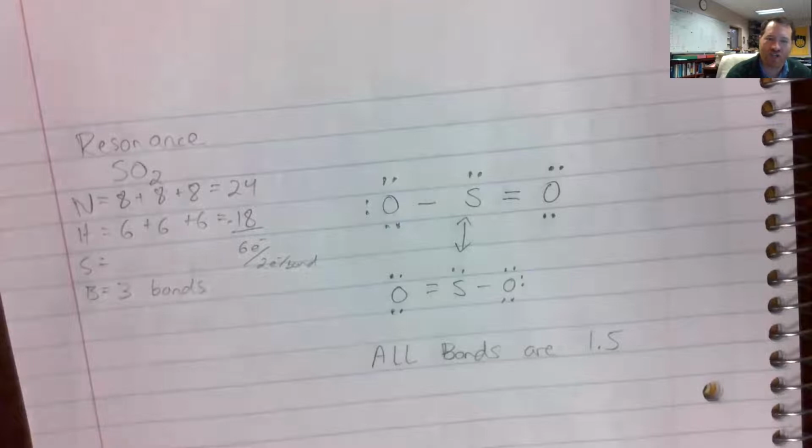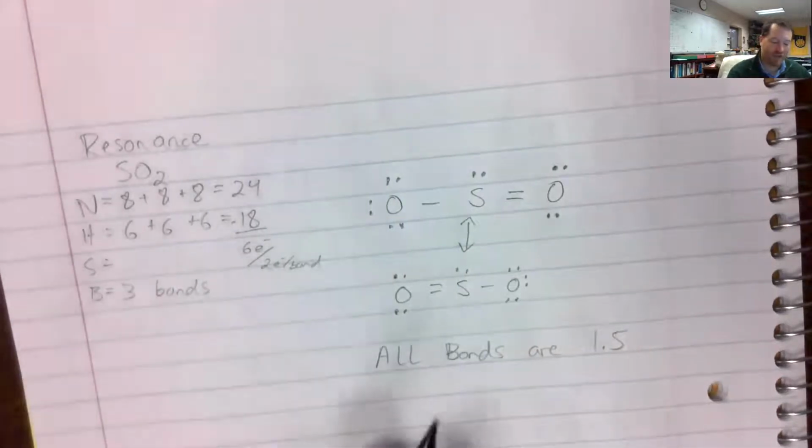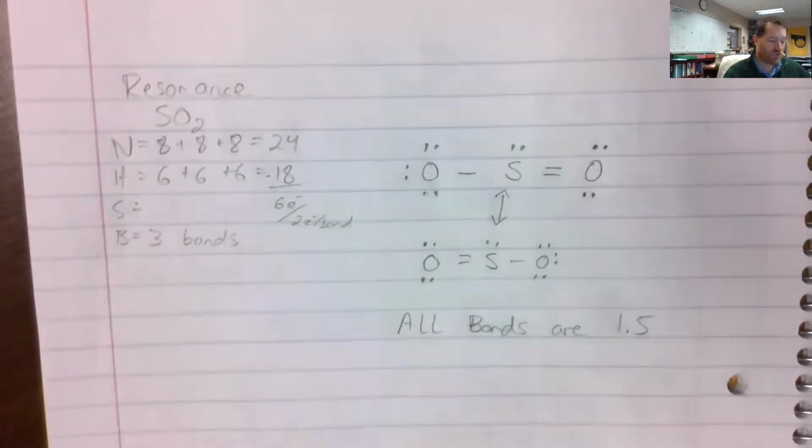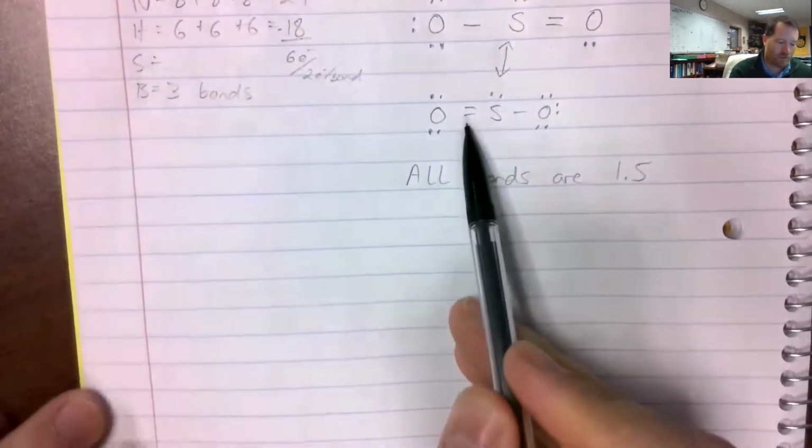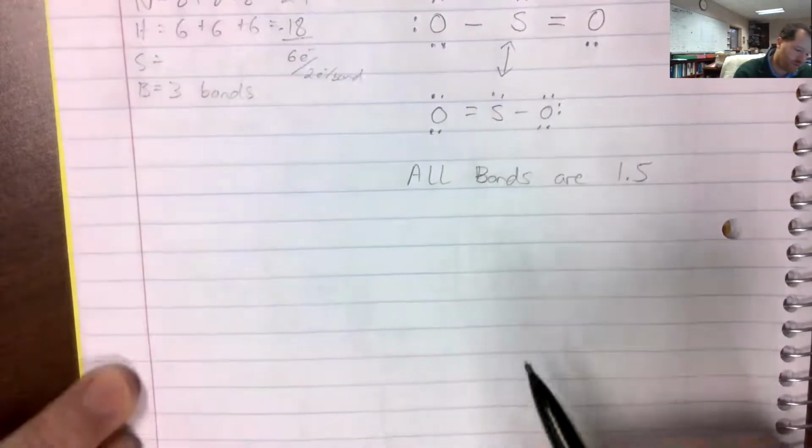Common test question, I give you a resonance structure and I ask you to compare the bond lengths and strengths. And the idea is there is no difference. They're all the same. It looks like this is a double bond, but really with resonance, it's going back and forth.